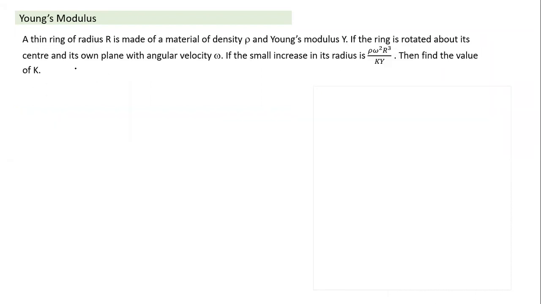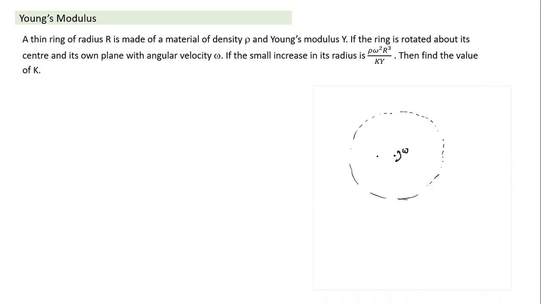Okay. Next question is something like this: a thin ring of radius r is made of material of density rho and Young's modulus Y, and the ring is rotated about its center in its own plane with angular velocity omega. We have some ring here, like a hula ring, and the ring is rotated in its own plane. So this ring is there, and we rotate it with some angular velocity omega.